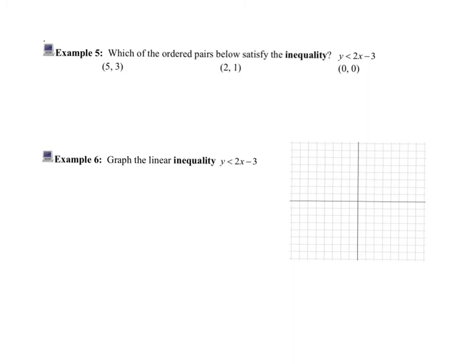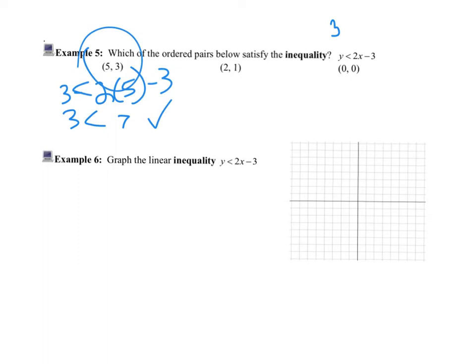All right, so this one is very similar, but not exactly the same. So if we were going to test points in this one, just like we did in the last one, we could put 3 in for y, less than 2 times 5 minus 3. 10 minus 3 is 7. 3 is less than 7. I'm testing the point again. 3 is less than 7, so this satisfies the inequality.